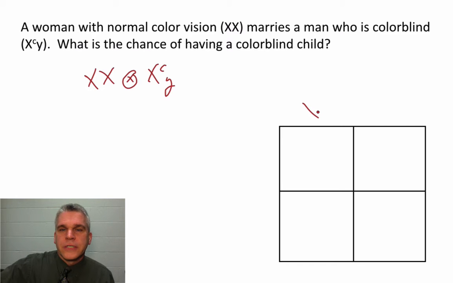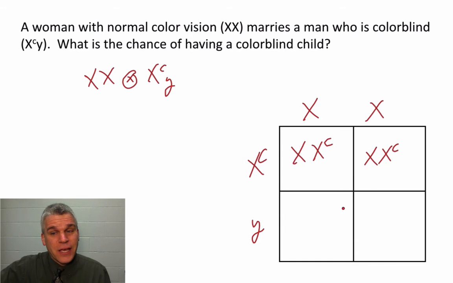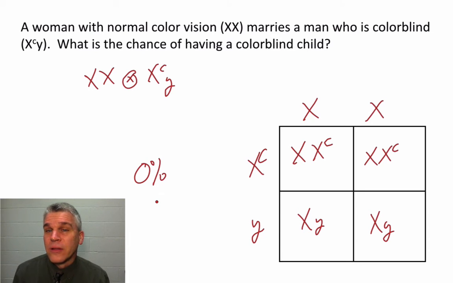So we do this cross, and we find out that there's a female who is not colorblind, but she has the gene. She's a carrier. There's another female who is not colorblind, but she is a carrier. Here is a male who is not colorblind, and another male who is not colorblind. So there's a 0% chance of having a colorblind child, even though dad is colorblind.